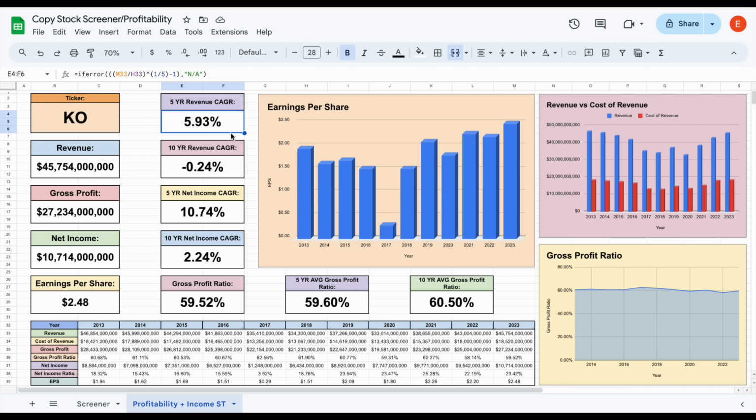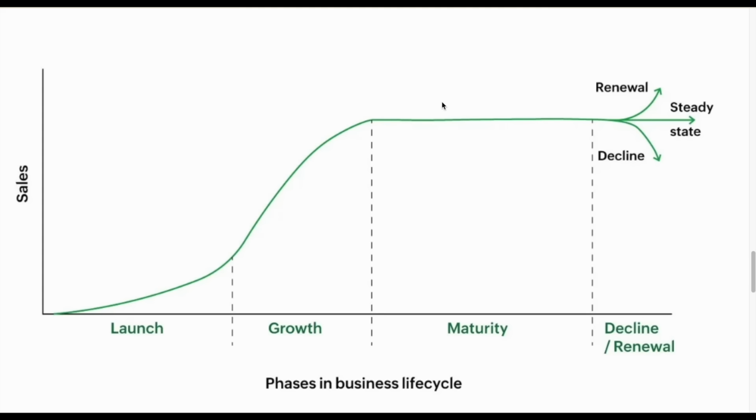We can see net income a little bit better at about 10.74%. That's pretty solid. And they actually have decent gross profit ratios. So when you're looking at all these metrics, one of the things we have to keep in mind, again, is what stage are they in when it comes to their business life cycle? And Coca-Cola is definitely in a very mature state. Now, there are pros and cons to this.